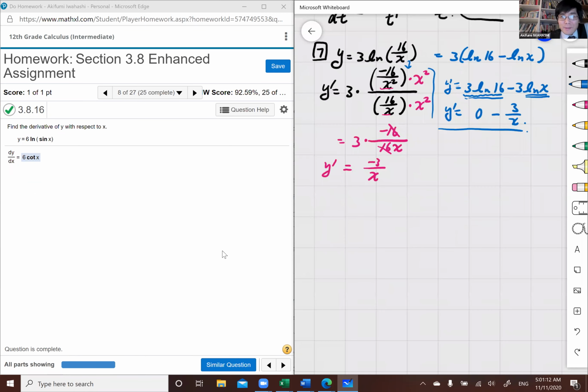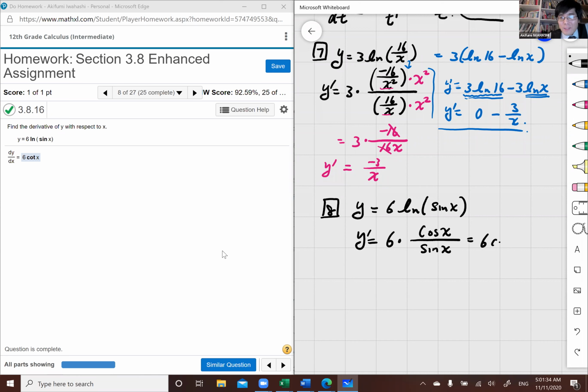Number 8. Now you have a trig function inside the log, but the idea is the same. So y dash will be a constant times u on the bottom and u dash on top, which is the same thing as cotangent.